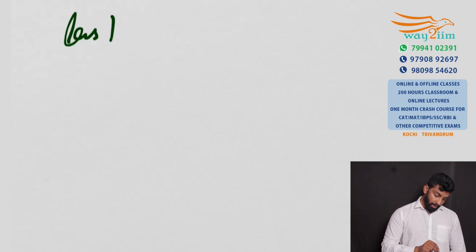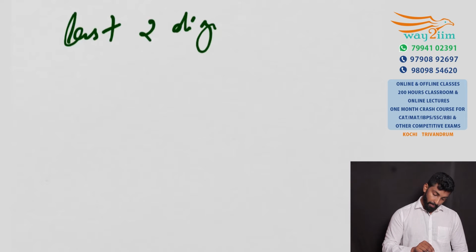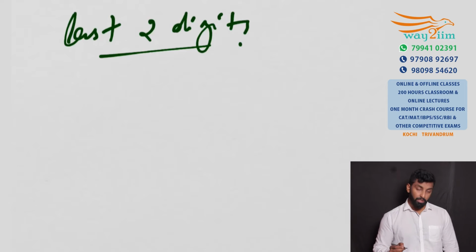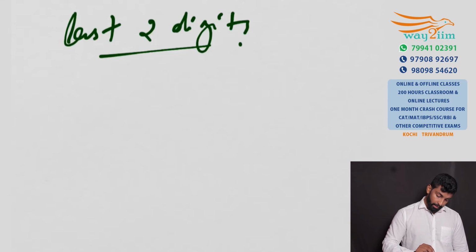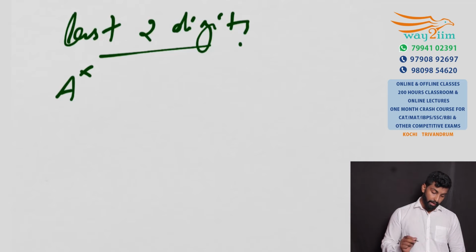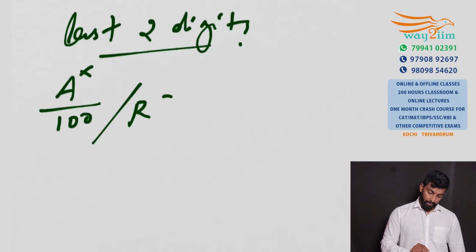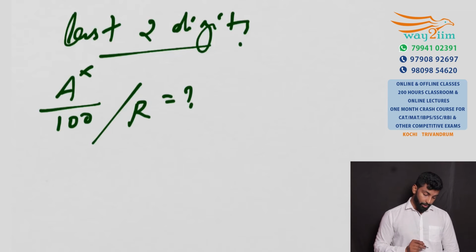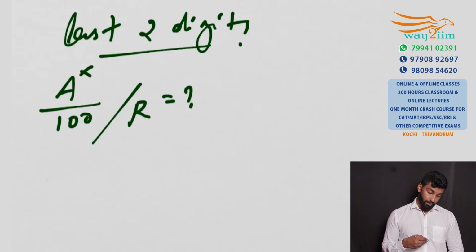Now let's discuss the last two digits. What are the possible questions here? You'll get a number a raised to x. What is the last two digits, directly? Or you'll get questions like a raised to x divided by 100, what is the remainder? Or they can ask questions based on the factors of 100 also.